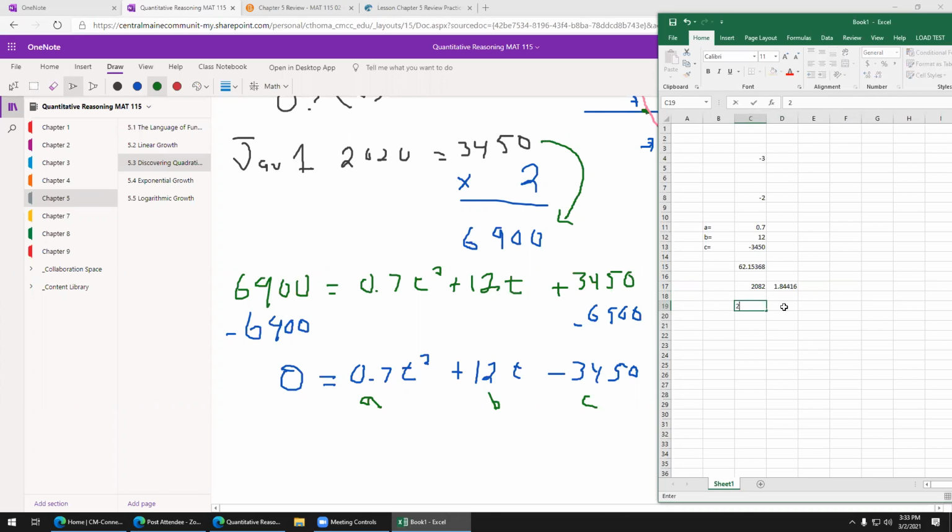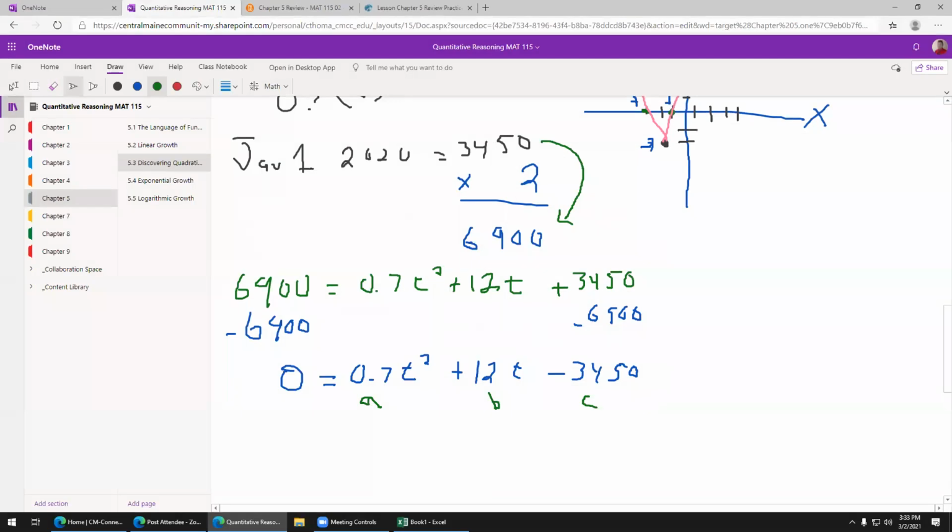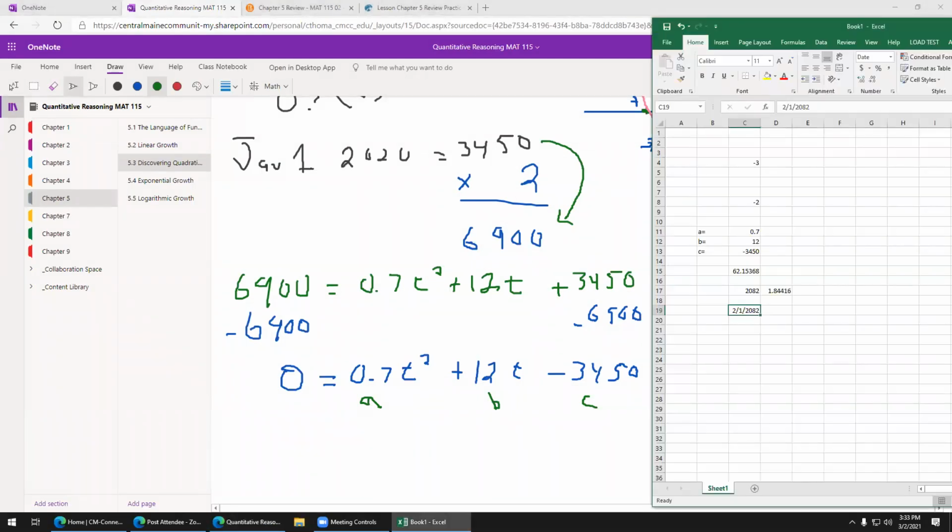I'll just type it in as numbers. We'll just call it 1 because it only cares about month of 2082. So February of 2082, oops, I lost my Excel. February of 2082 is when I get double my population. So now to make sure I did it correctly, let's see, hopefully the book and I agree.